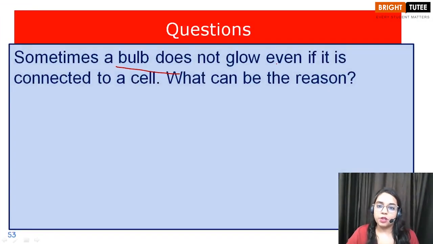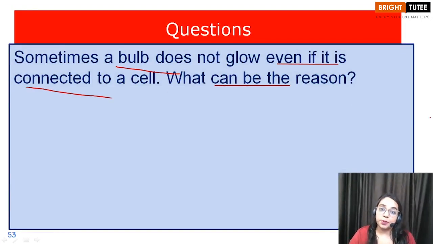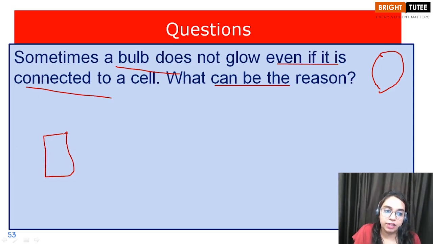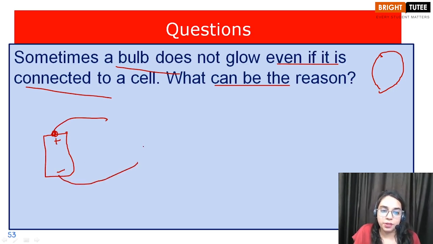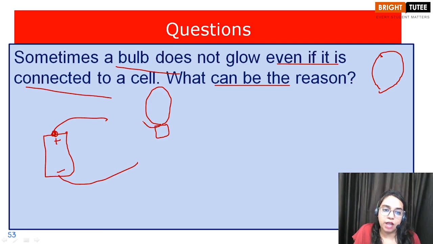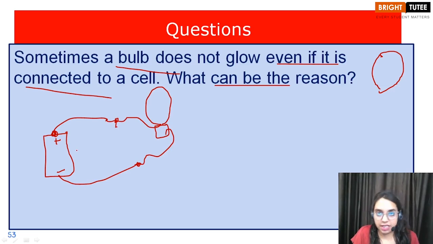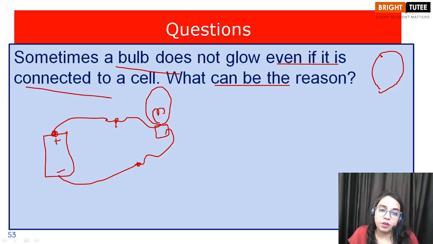Sometimes a bulb does not glow even if it is connected to a cell. What can be the reason? So children, we have studied that a bulb can glow only when we have a complete circuit or complete loop or path of the electric current, and even when it is complete. Now the question is, say we have a cell with positive and negative terminals, connecting wires, a proper circuit, and a bulb over here, with the connecting wires connected to the positive and negative terminals of the cell. Even then we observe, children, that this bulb is not glowing.